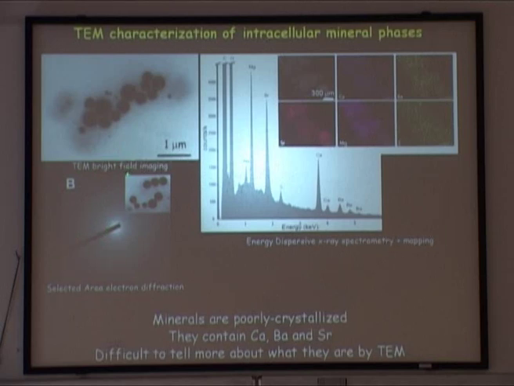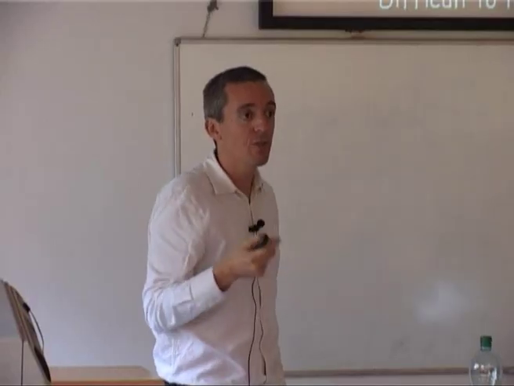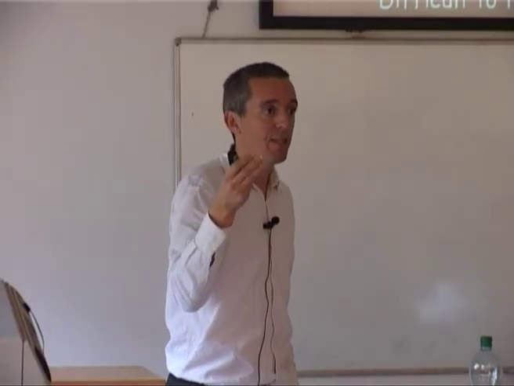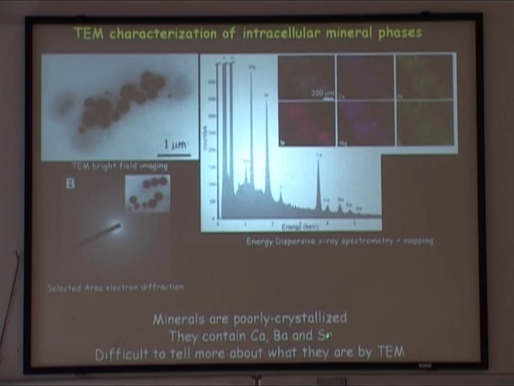We can do diffraction. Basically, we see nothing. This is amorphous. These are amorphous crystals. Now we can do EDX, map these things, and we see that those minerals contain calcium, strontium, and barium, and magnesium. So poorly crystallized minerals containing calcium, barium, and strontium.